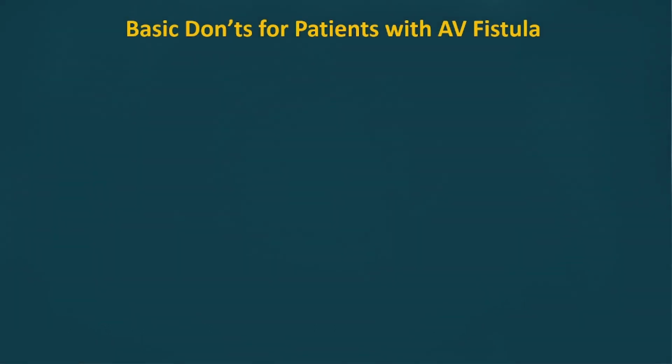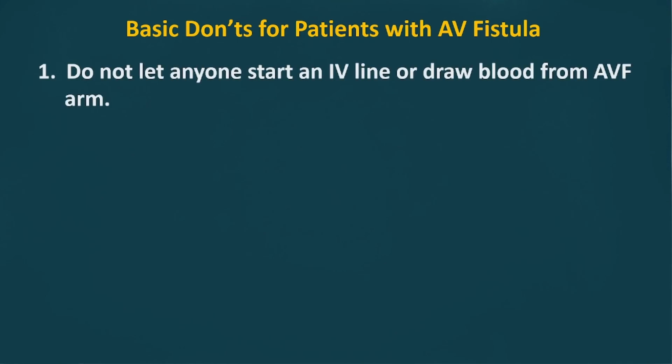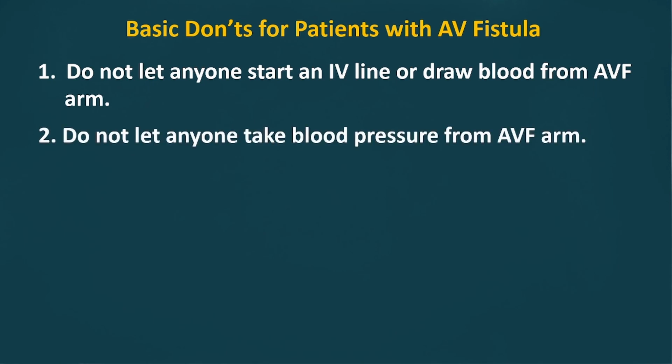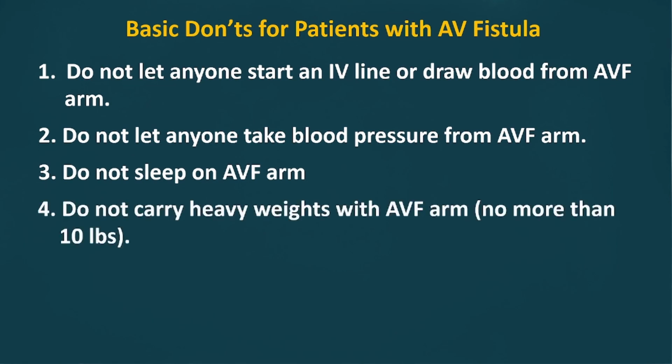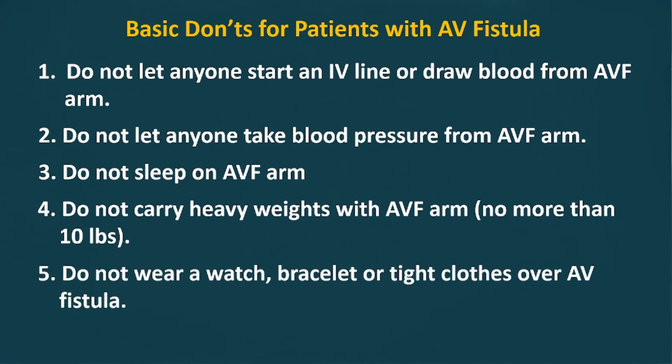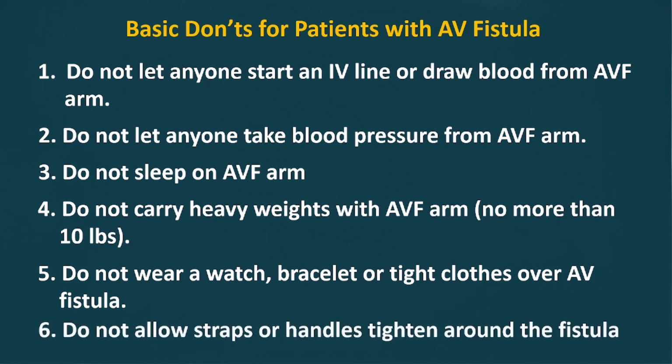Here are the basic don'ts for patients with AV fistula. Do not let anyone start an IV line or draw blood from AV fistula arm. Do not let anyone take blood pressure from AVF arm. Do not sleep on AVF arm. Do not carry heavy weights with AVF arm, no more than 10 pounds. Do not wear a watch, bracelet, or tight clothes over AV fistula. Lastly, do not allow straps or handles tighten around the fistula.